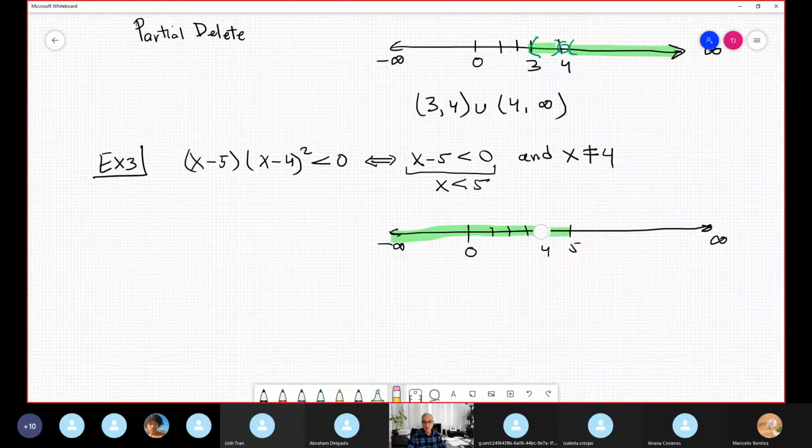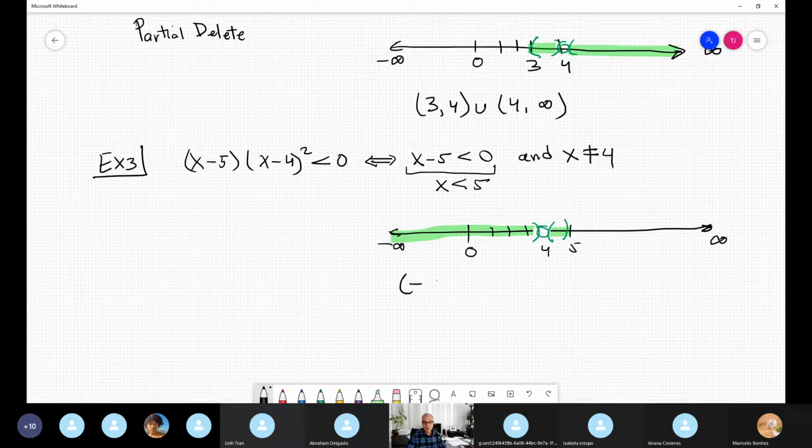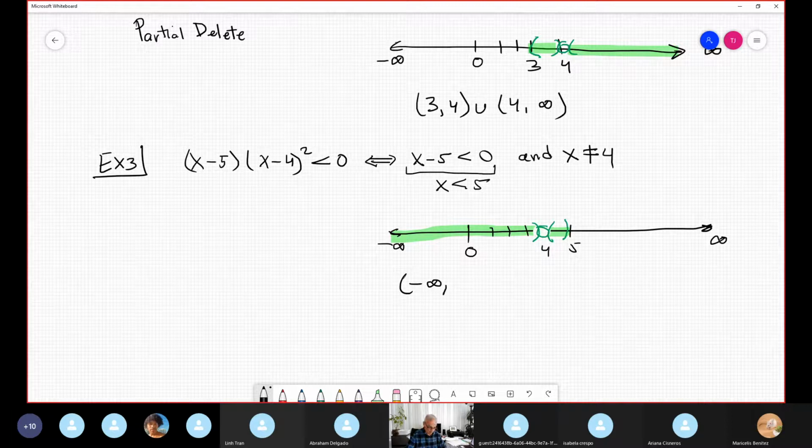Okay, 4, we have a hole, according to this restriction, no? Entonces, the solution is then from negative infinity, comma 4, union 4, 5. Super good?